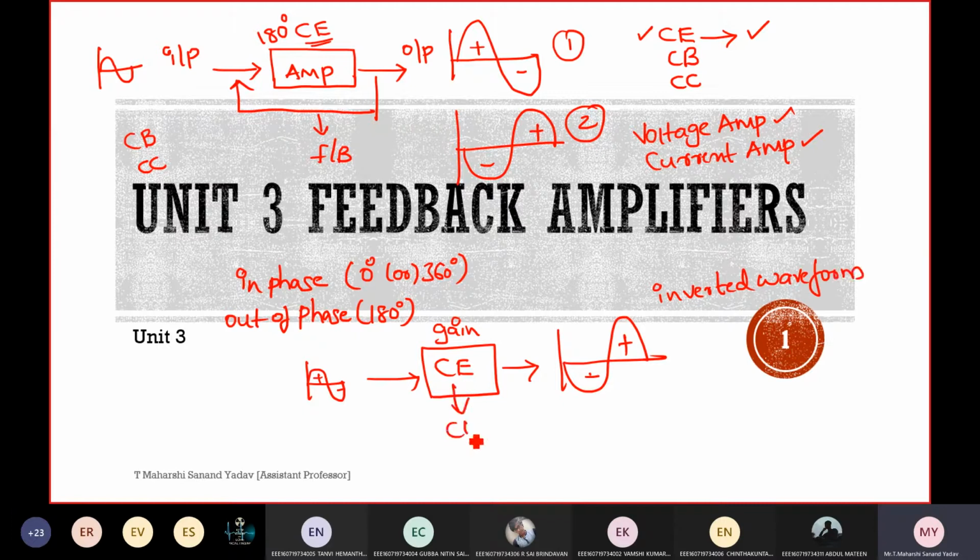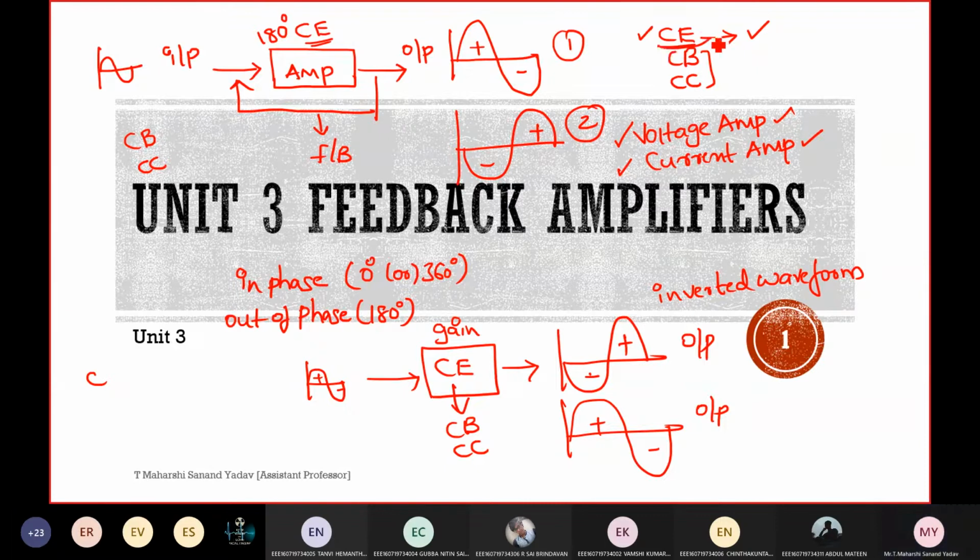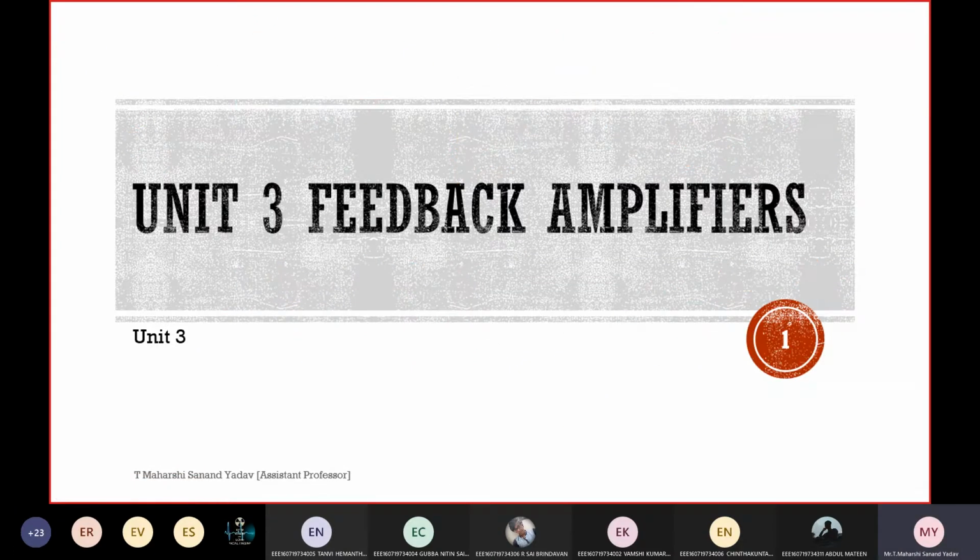Whereas instead of CE, if I go with CB as well as CC, this is the output. This is the main difference between CE, CB as well as CC. That's why CE is used. Why? Because both voltage amplification as well as current amplification is done in it. Whereas in case of CB and CC, only either voltage or only current. Both can't be done in case of CB and CC. That's why if you see all the figures, mostly the CE model is used. This is one more point to add. Clear? Now let us see in detail.